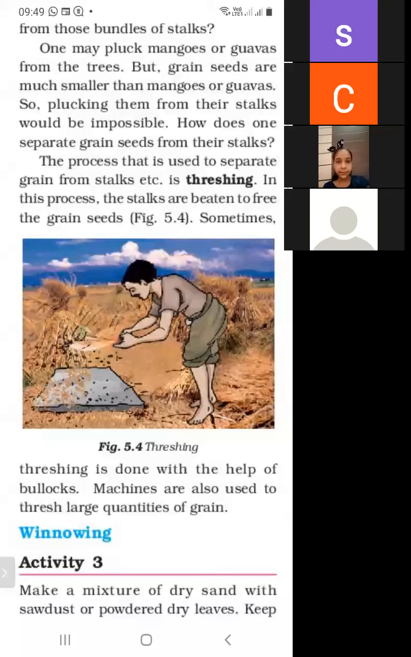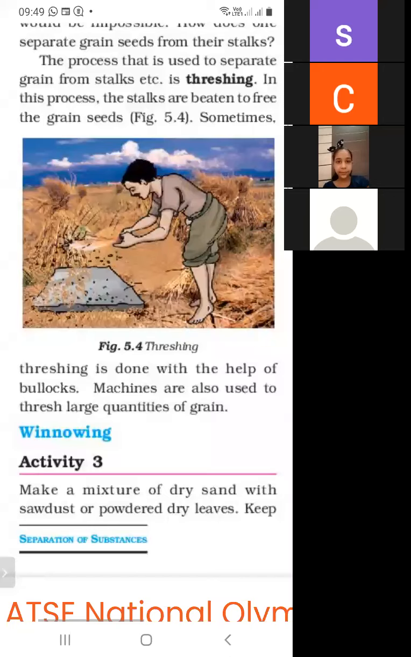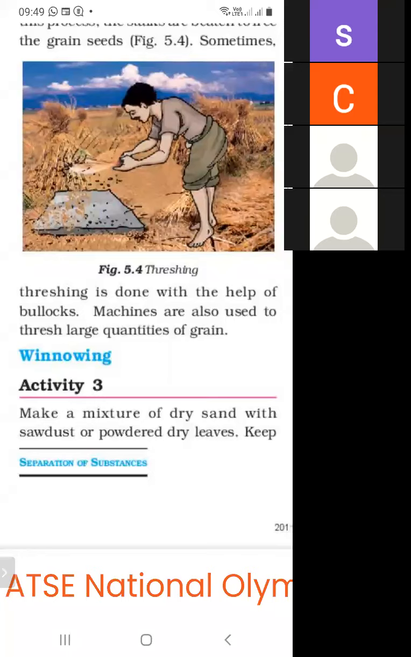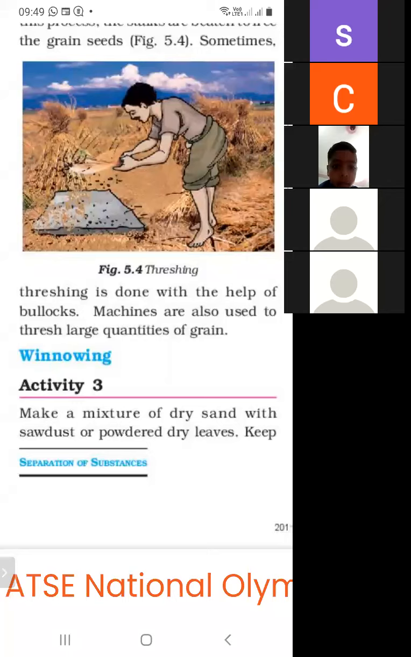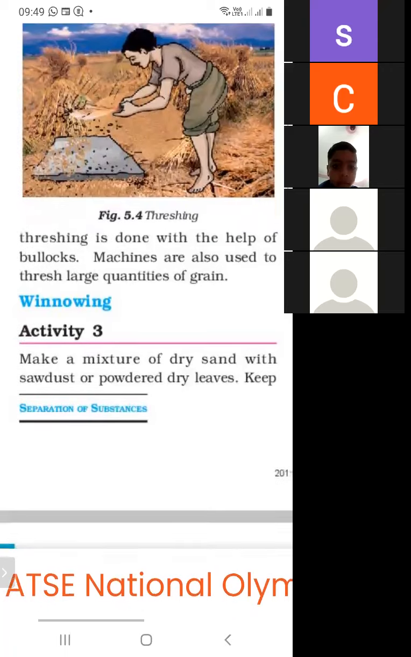So this is called threshing. And what is the next process? Winnowing. This is the third process of separation. And what do you mean by winnowing? In the process of winnowing, we use wind.